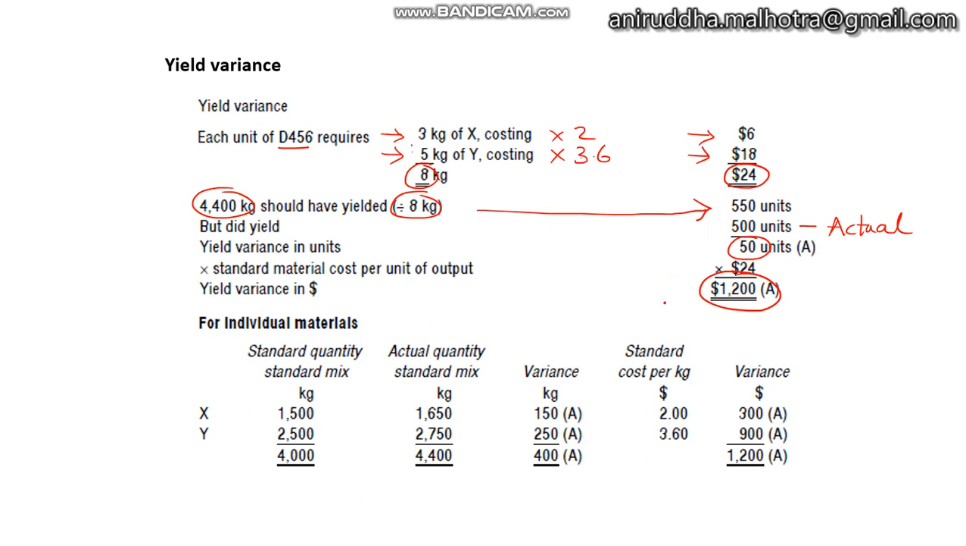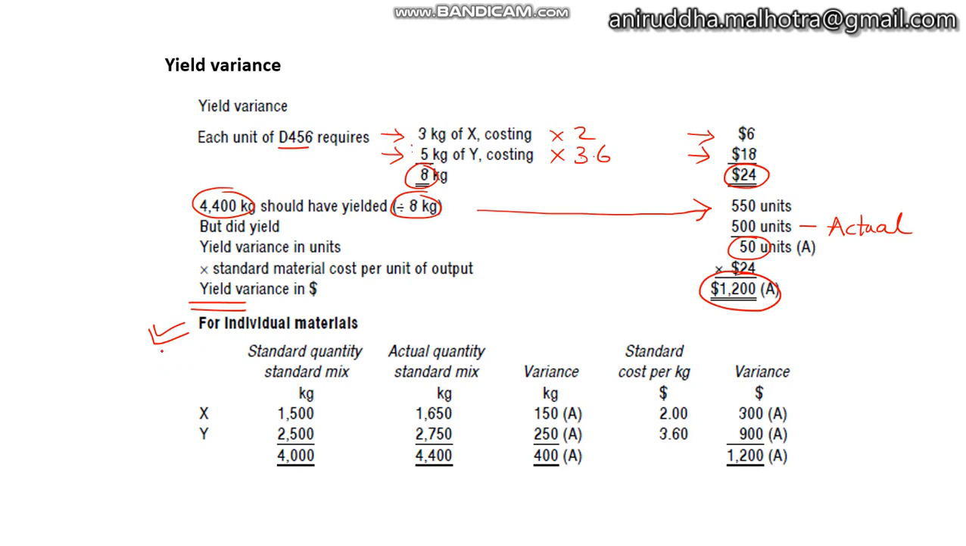So while we got $560 favorable mix variance, we got $1,200 adverse yield variance, and overall you can see our adverse variance is more than the favorable variance, and hence the new mix is not really favorable. So this is how you calculate your yield variance. There's also something called yield variance for individual materials. In reality, this is not really useful, but sometimes in the exams you might be asked to calculate it for individual materials, and hence we will look at this variance also.